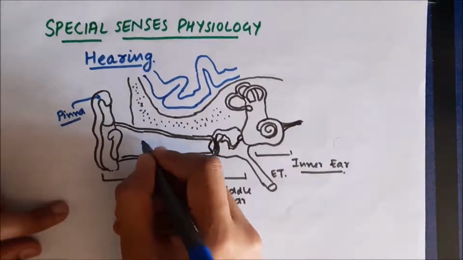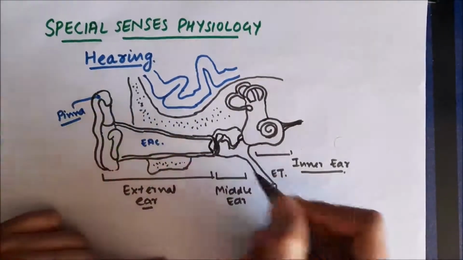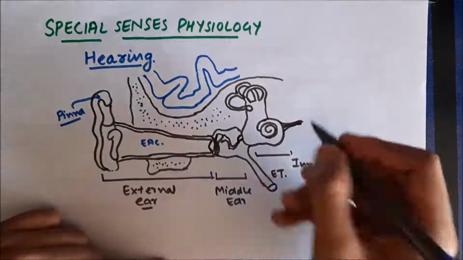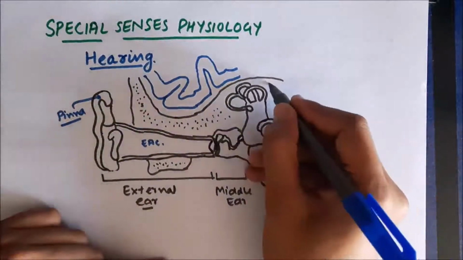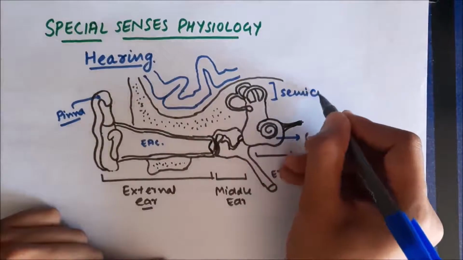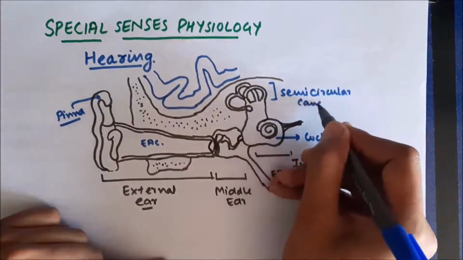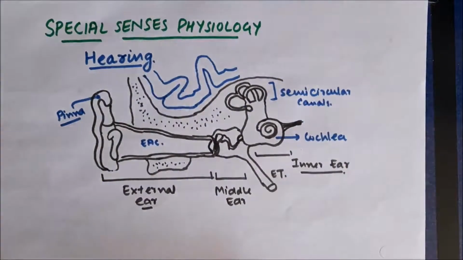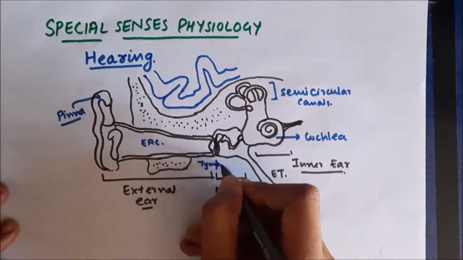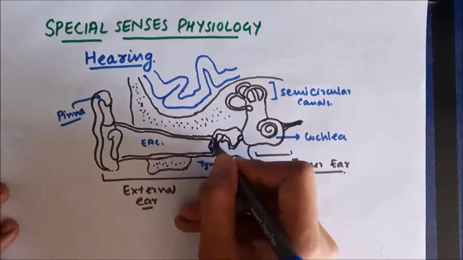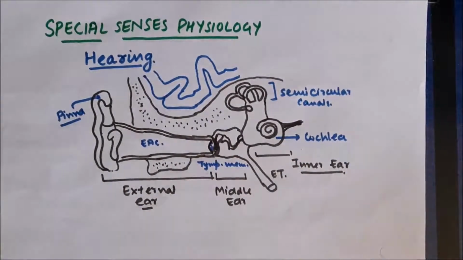So this is the pinna, this is the external auditory canal, which are the parts of the external ear. This is the middle ear, the eustachian tube, and this is the cochlea, and these are the semicircular canals. They are mainly associated with the function of balance. So these are all the structures in the ear that we should be aware of. Now this part between the external ear and the middle ear is called the tympanic membrane. The tympanic membrane also plays an important role in hearing. We'll discuss it in a few moments.